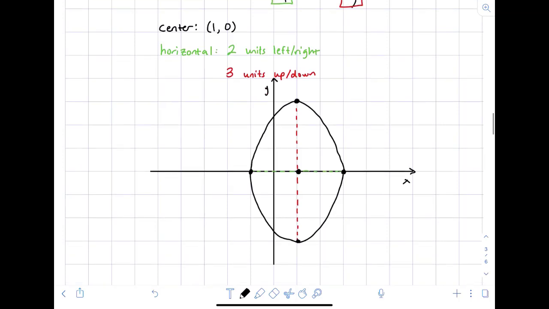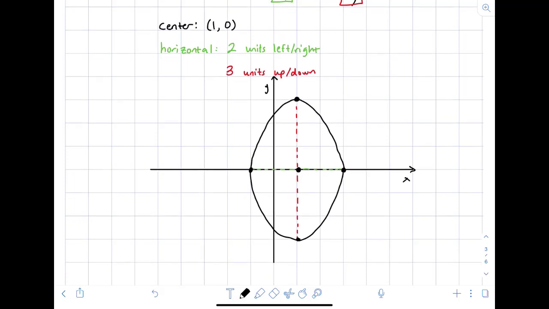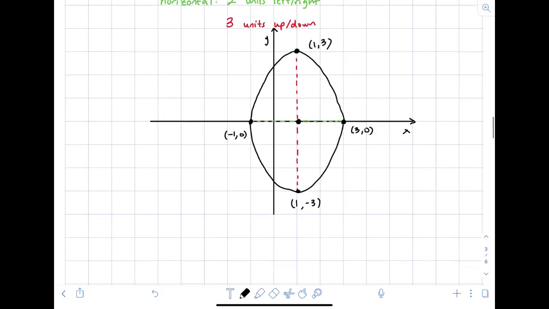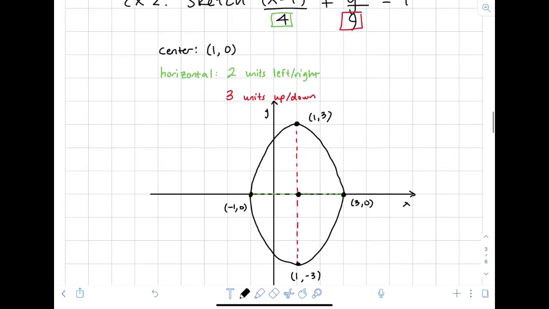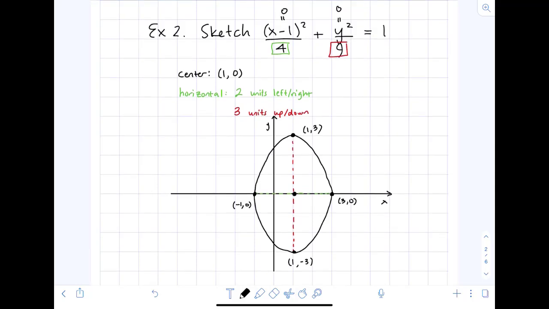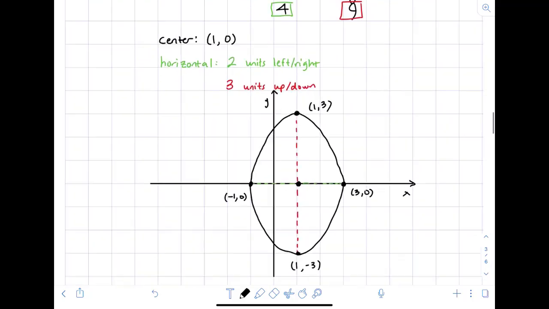And our center is 1, 0. So our points that are actually on the ellipse would be 1, 3, and those are my 4 points that are actually on the ellipse. Okay. So just scrolling up to see where each part of the formula went. You see how it all goes together there? Okay, let's move on to the next one.